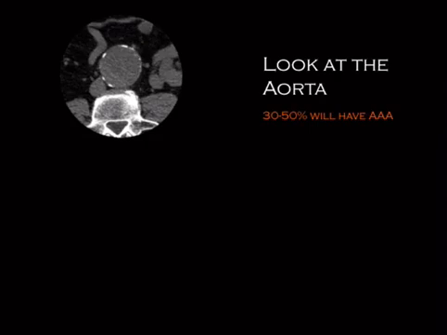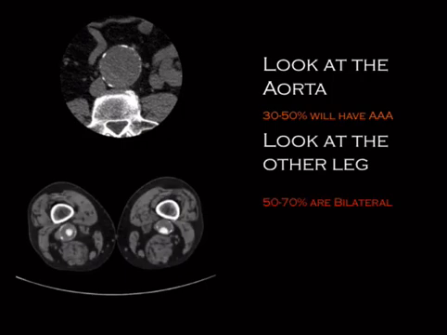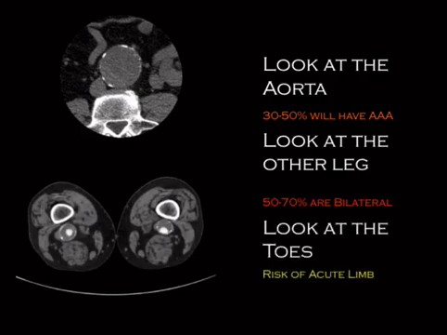So the answer is to look at the aorta, because people who have popliteal artery aneurysms tend to have aortic aneurysms. The other thing to do is look at the other leg, because most of the time popliteal artery aneurysms are bilateral. And the last thing to do is look at their toes, because they're at very high risk.